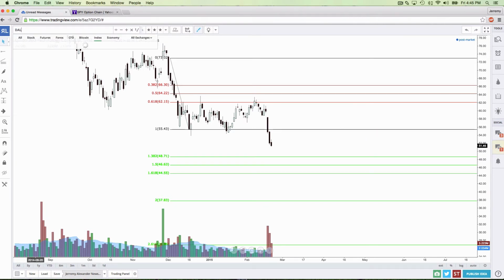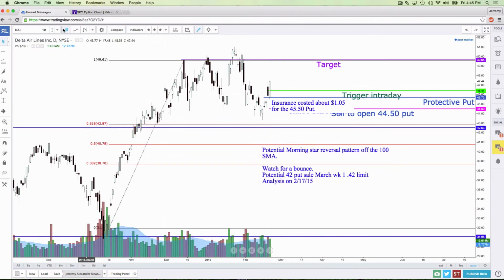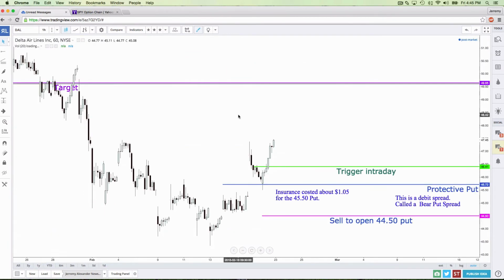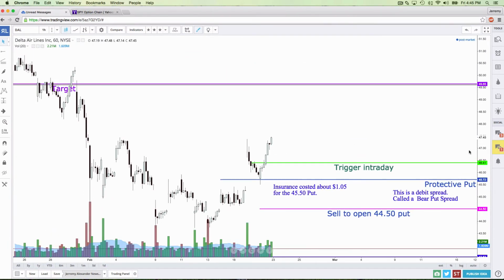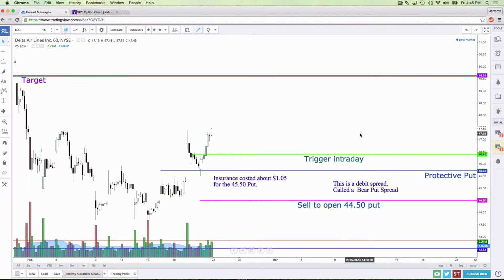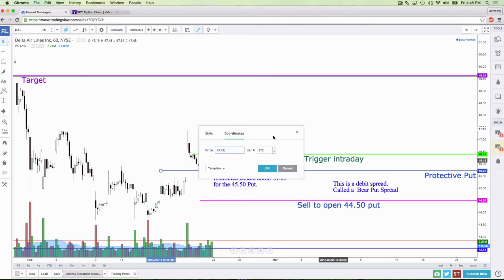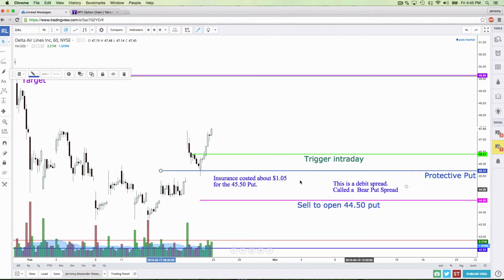So let's hop back over to Delta Airlines and explain it one more time. Let's go to the hourly chart this time. So I bought a 44.50 protective put. The 44.50 protective put cost me about $1.05. Today, during the trading floor, we talked about this strategy, selling to open the 44.50 put.